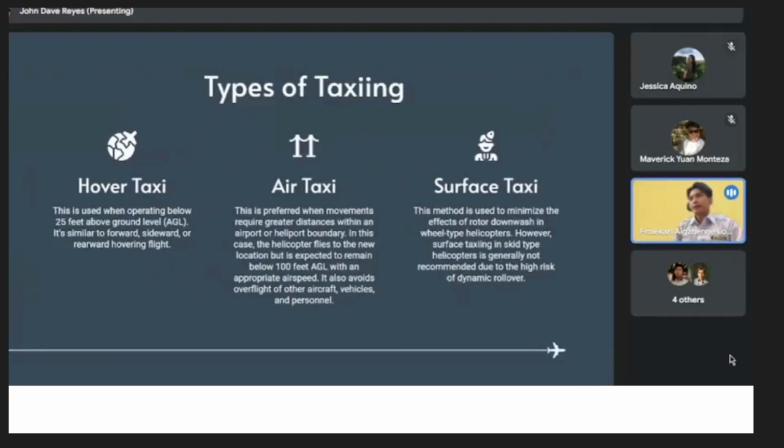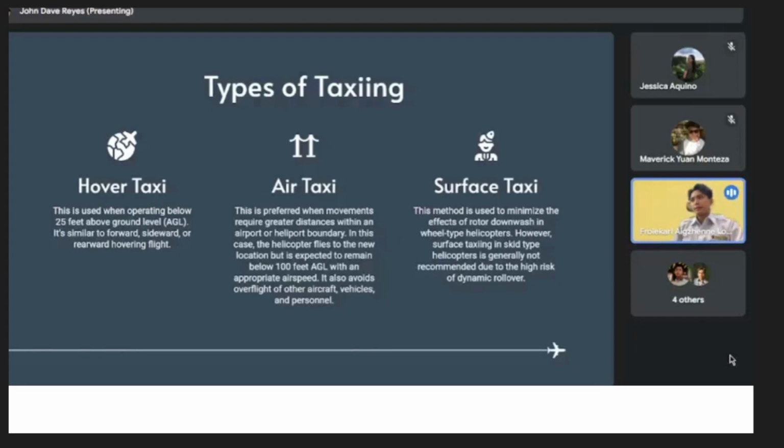So basically, there are three types of taxi, which are hover taxi, air taxi, and surface taxi. Hover taxi is used when operating below 25 feet above ground level. It's similar to forward, sideward, or rearward hovering flight. Second is air taxi. This is preferred when movements require greater distances within an airport or heliport boundary.